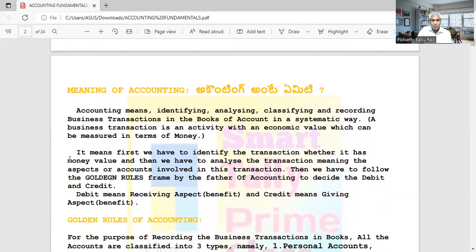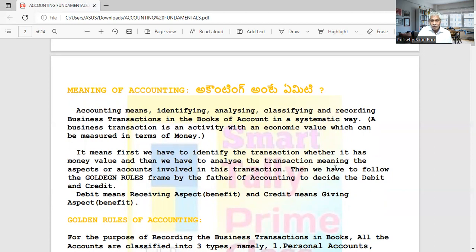Okay, and now I told you already, we have to first identify the transaction, whether it has money value, and then we have to analyze the transaction. Analyzing means the aspects, and hereafter every aspect we call an account. For every aspect, we will write the name as an account. Traveling is an aspect, so we write Traveling account like that. Every aspect we write as an account.